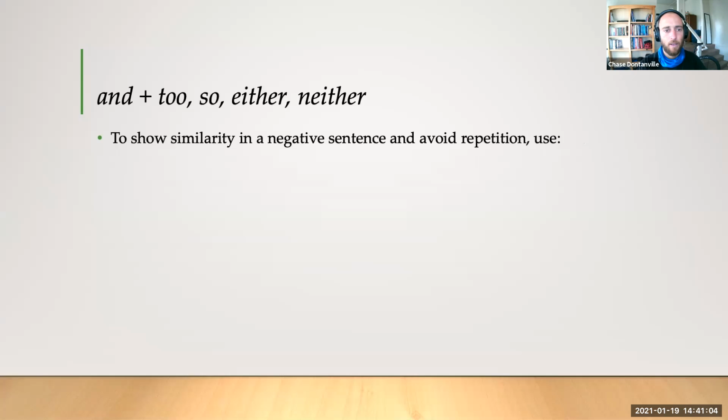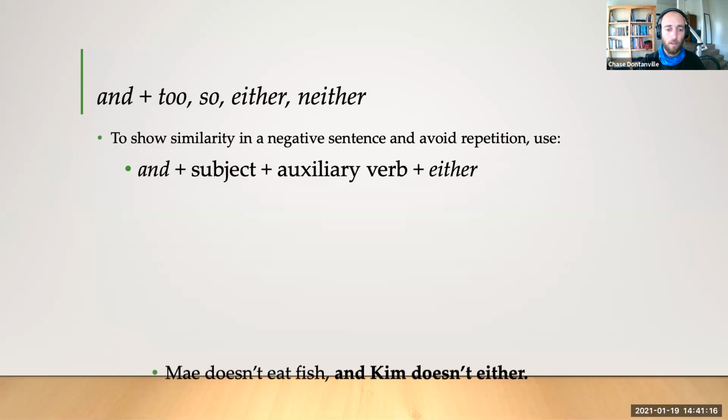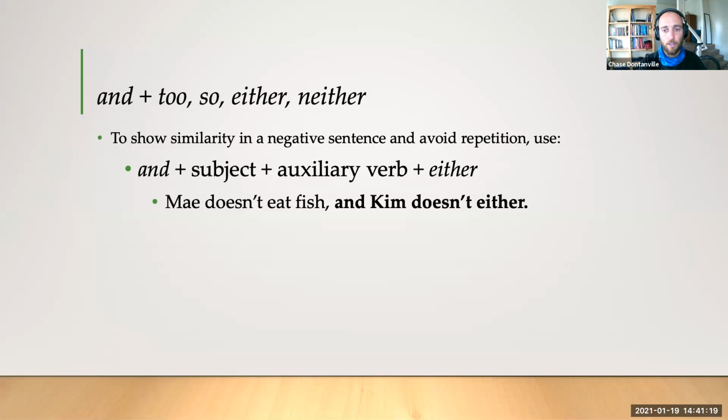Now, let's look at negatives. So to show similarity in a negative sentence and avoid repetition, use and plus the subject plus the auxiliary verb plus either. For example, May doesn't eat fish and Kim doesn't either. So in the second part, we have and plus subject Kim plus helper verb doesn't plus either. Again, this is what it sounds like if we don't avoid repetition. So I can say, May doesn't eat fish and Kim doesn't eat fish, okay? But it's repetitive. So it's better to say, and Kim doesn't either.